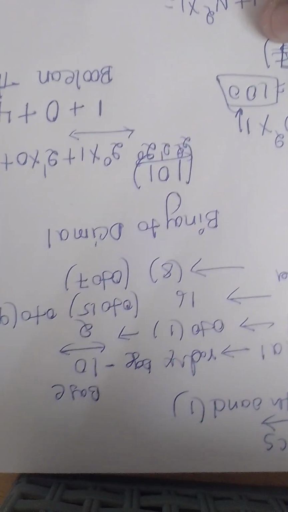Now which Boolean theorems do we need to see? Just see over here.